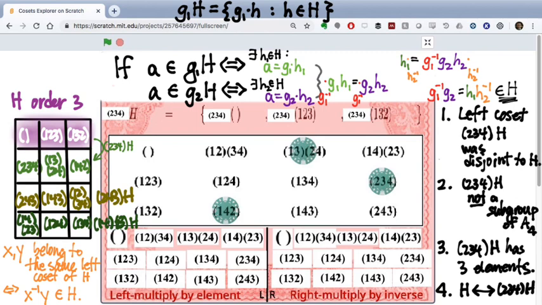Because I started with 12 elements, and I can arrange it into a 3 by 4 table where the first row is a subgroup. That must mean that that first row has a number of elements that divides 12. Right? So that's the shape of the proof of Lagrange's theorem.